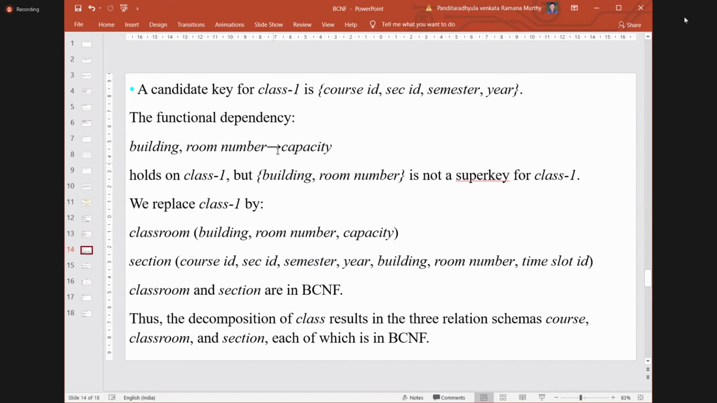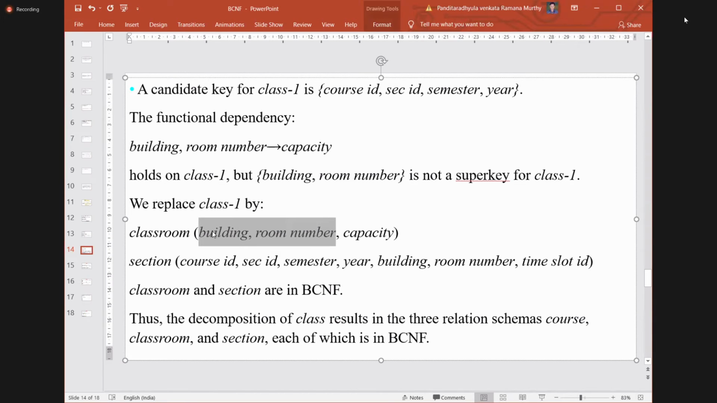Okay. So the candidate key for the class 1, as you identified, is the course ID, section ID, semester, year. The functional dependencies need to be divided into 2 more tables. The first table can be building, room number, capacity. Right. In the class 1 directly, building and room number is not a super key. But when you declare it as a classroom with building, room number, capacity as its fields, building and room number we can declare as super key.